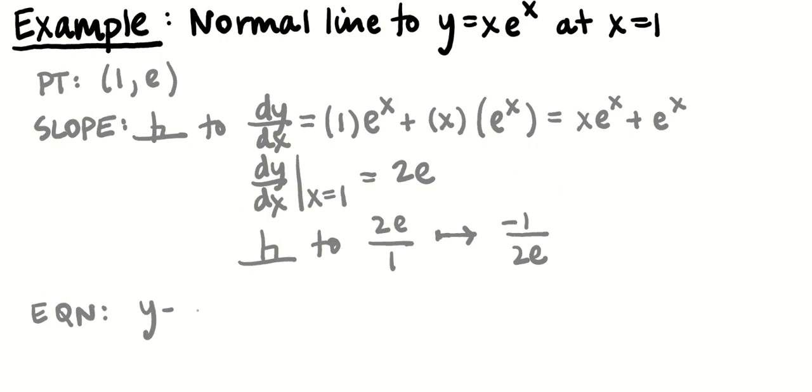I can now write in my equation. I'm going to say y minus the y coordinate of the point we know on the line is equal to the slope times x minus the x coordinate of the point we know on the line.